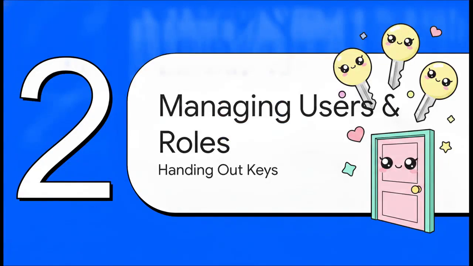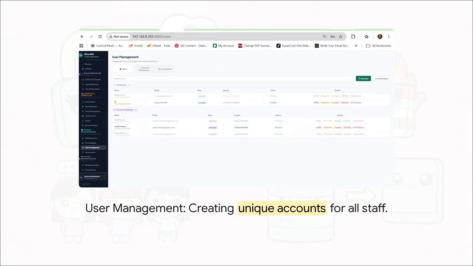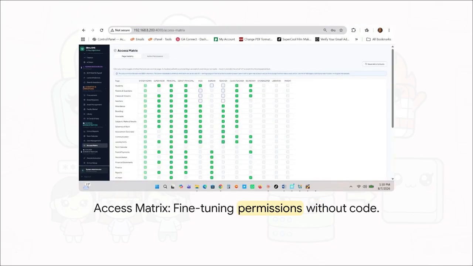Let's move on to Section 2, Managing Users and Roles, handing out keys. Over in the User Management Dashboard, the system administrator creates unique individual accounts for every single staff member. The bursar gets an account, the principal gets one, the teachers, even the security guards. Once they're created, users receive their credentials via email or SMS. And to ensure complete privacy from day one, the system actually forces them to change their password the very first time they log in.